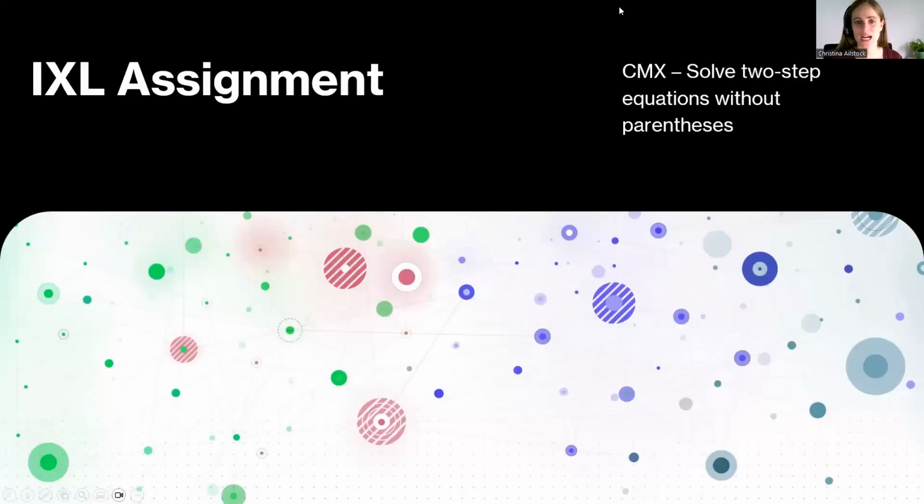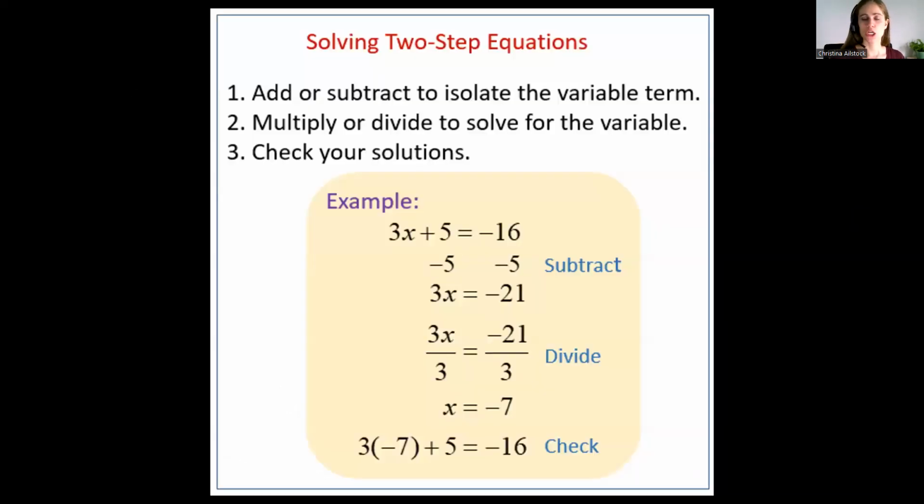Hello everyone, today we're going to work on IXL CMX, solve two-step equations without parentheses. So quick reminder, an example here on the screen: when we're solving equations, our whole goal is to isolate the variable. We want to isolate the variable, another way of saying we want to get that variable all by itself.